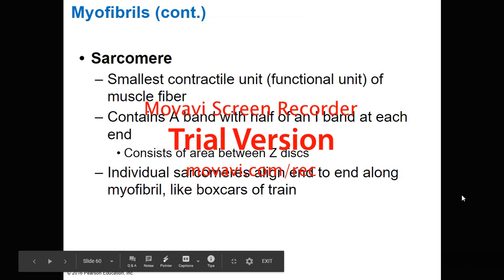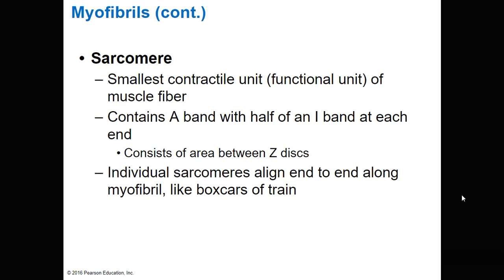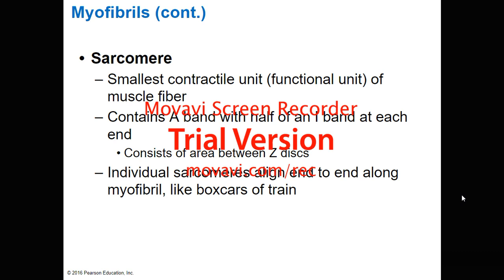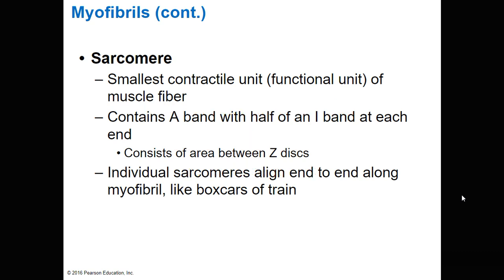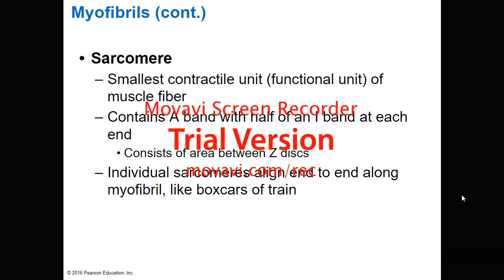The region of a myofibril between two successive Z discs is a sarcomere. A sarcomere is the smallest contractile unit of a muscle fiber, and it contains an A band flanked by half an I band at each end. Individual sarcomeres align end to end along a myofibril like boxcars in a train.